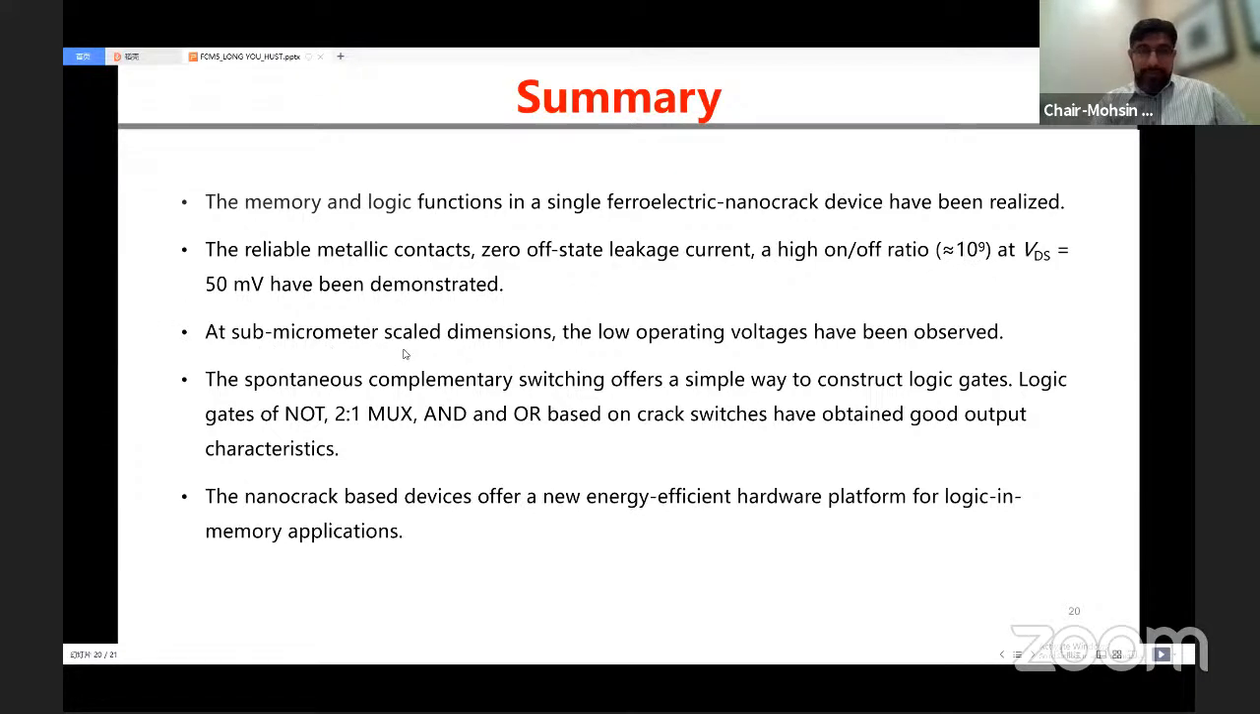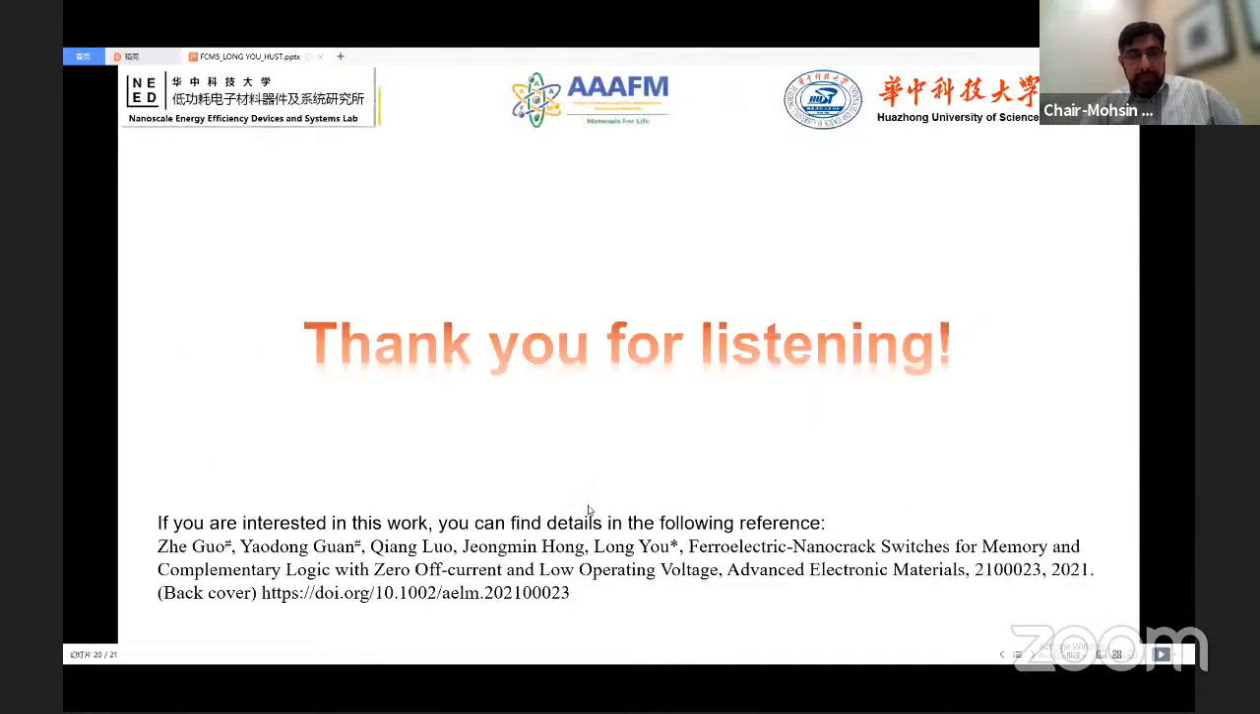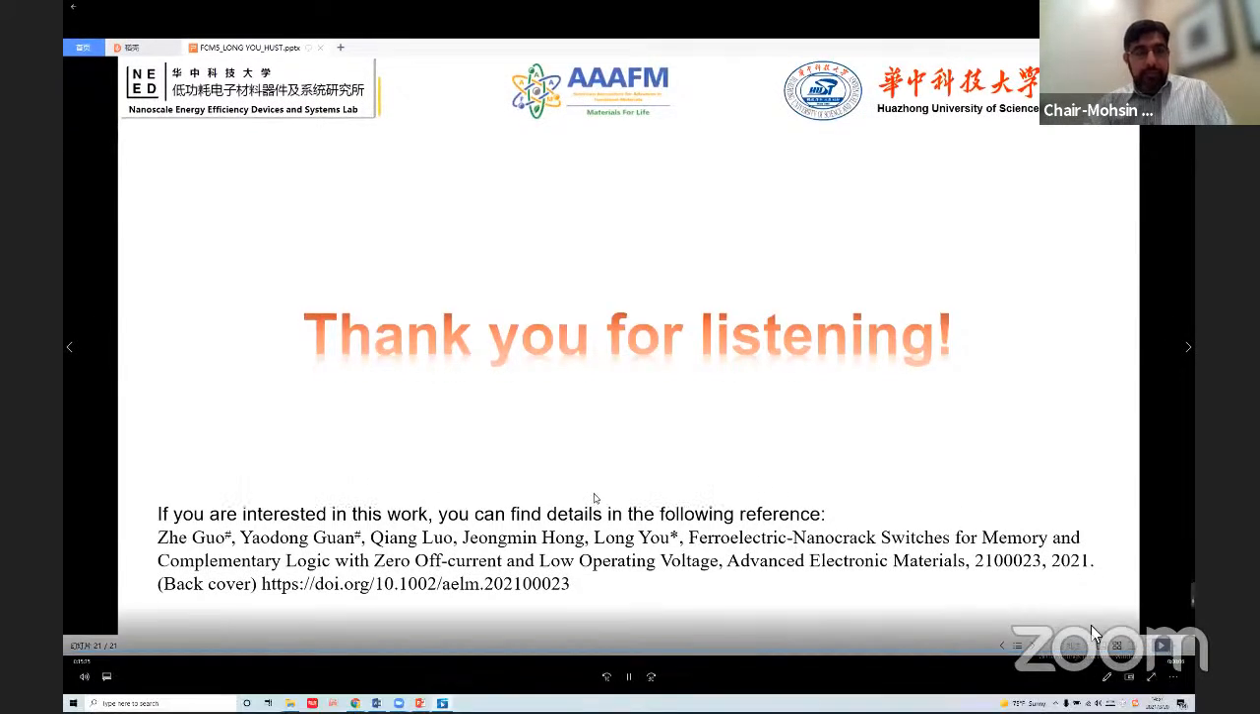At sub-micrometer scale dimensions, low operating voltages have been observed, and we have constructed logic gates based on the complementary switching characteristic. A variety of logic gates such as NOT, multiplexer, and OR logic function have been demonstrated. Thus, we believe that nano-crack-based devices offer a new energy-efficient hardware platform for logic-in-memory application. This is our report. Thanks. That's all.